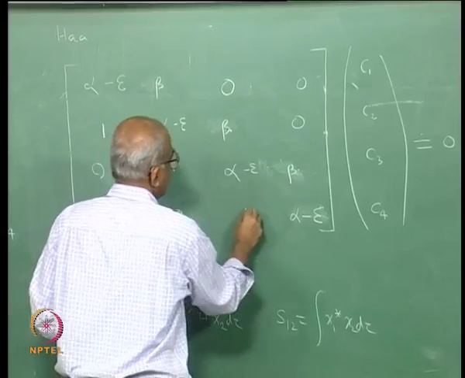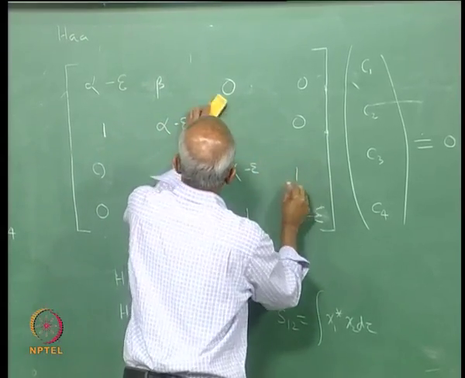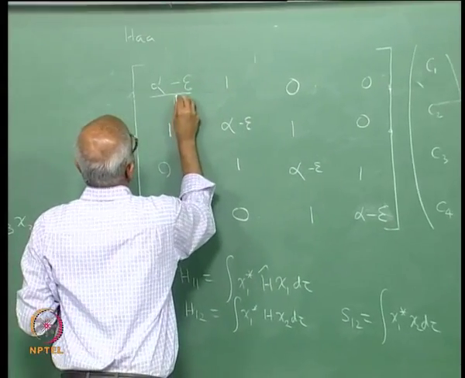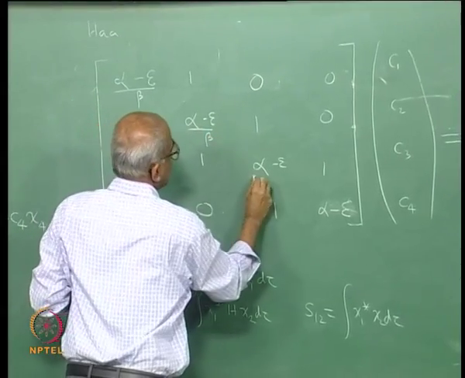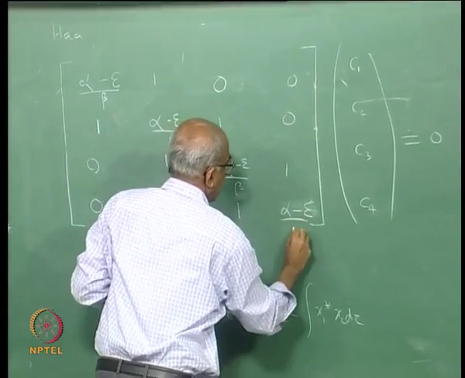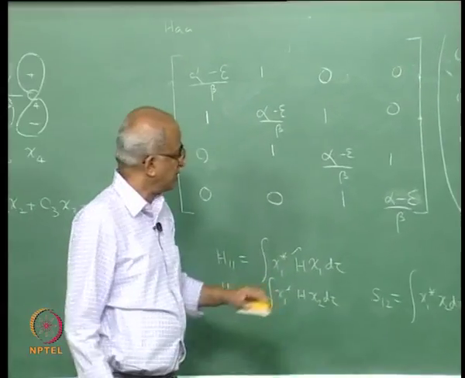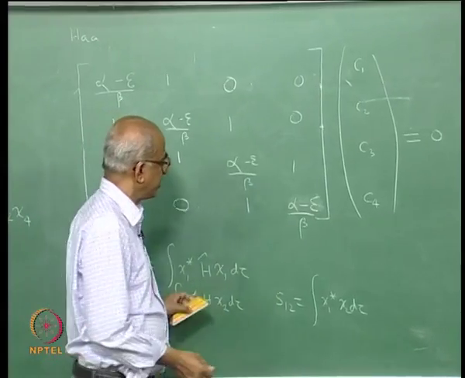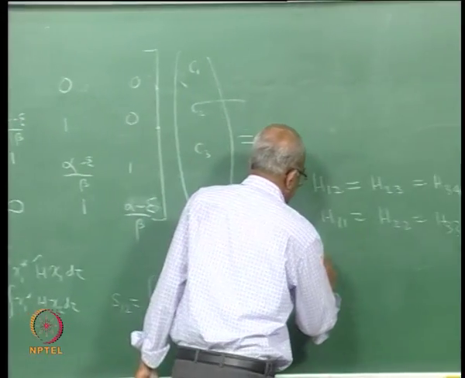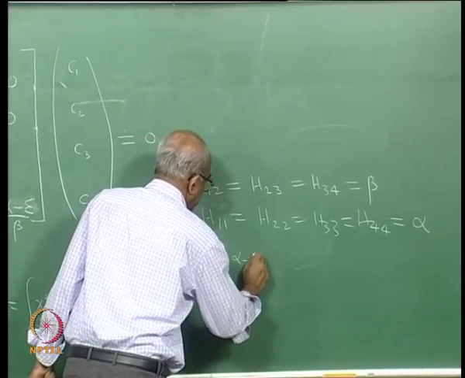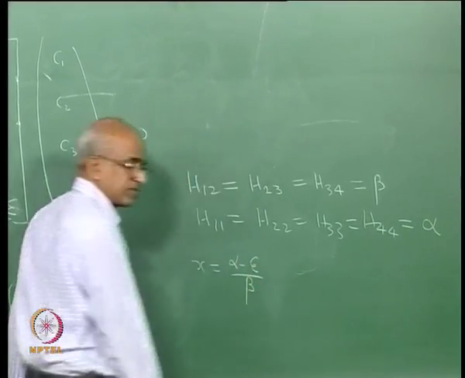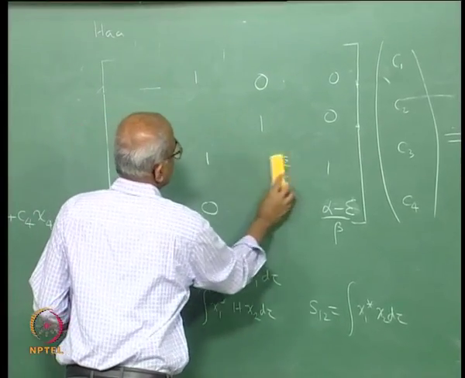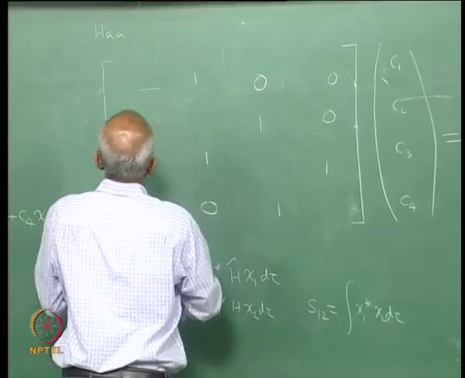So you have 1 here, 1 here, 1, 1 and 1. And here you will have this divided by beta, here this divided by beta and that as well as that. And as you know, it is tedious to write alpha minus script t divided by beta. So I will adopt a shorthand notation, the simple x. X is alpha minus script t divided by beta. And therefore, along the diagonals, I just have this object x.